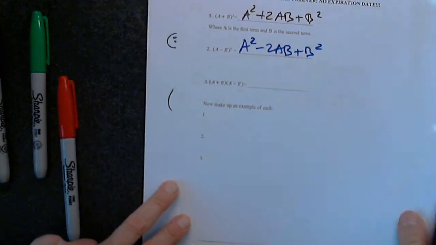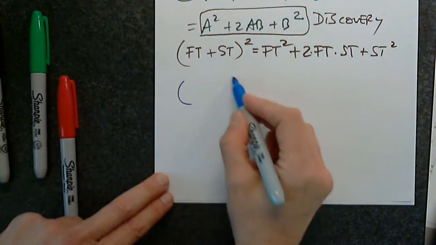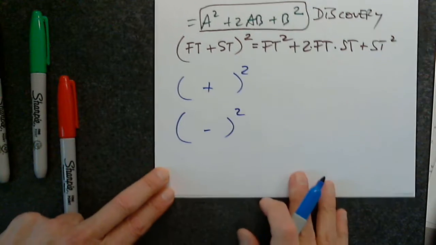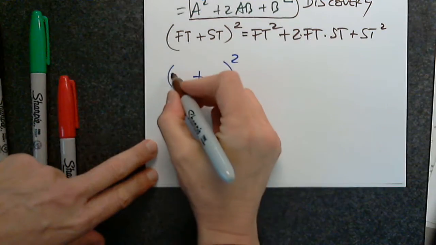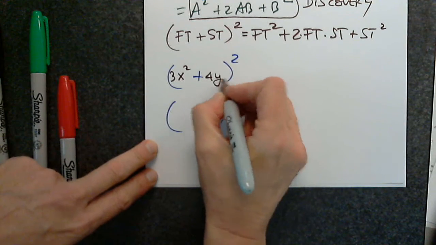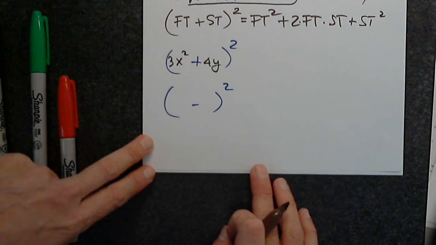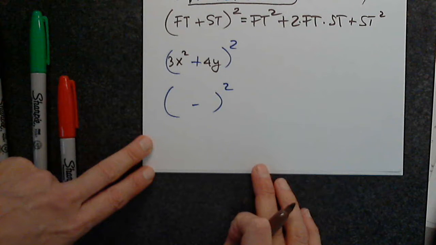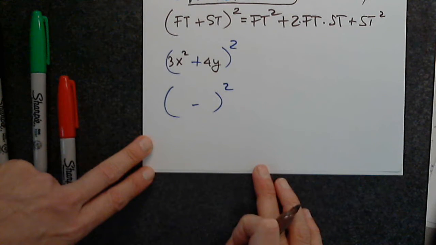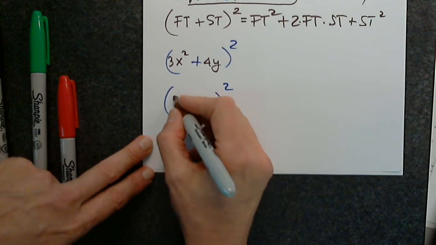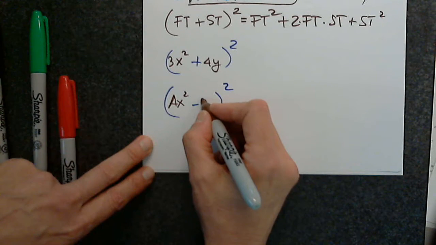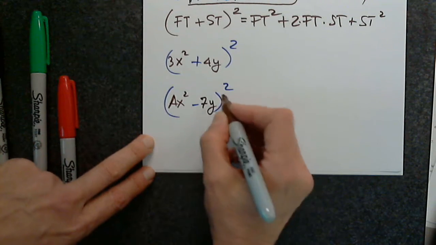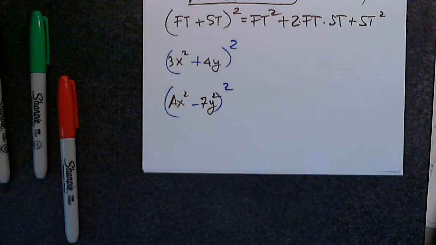Yeah. Okay, so now I would like you to make up 2 examples. One with a positive and one with a negative. Anything you can think of. Okay, 3x squared plus 4y. Anyone can give me the second one? 4x squared. Which one? 4x squared, very good. Minus 7y squared. Perfect, awesome. Very good.